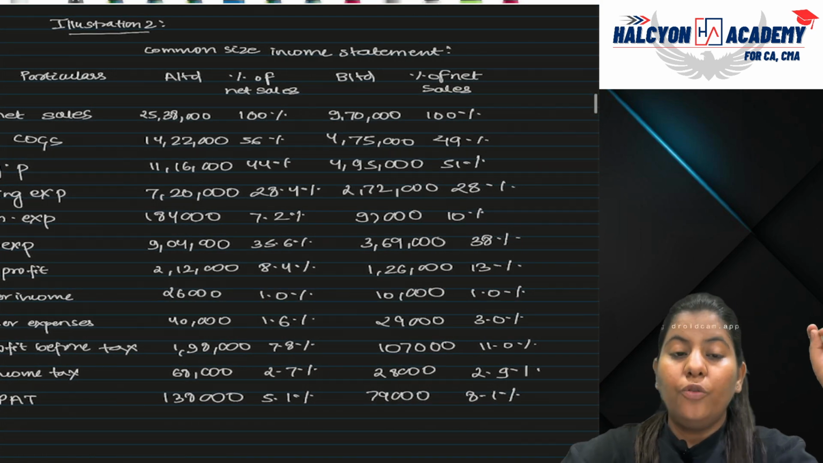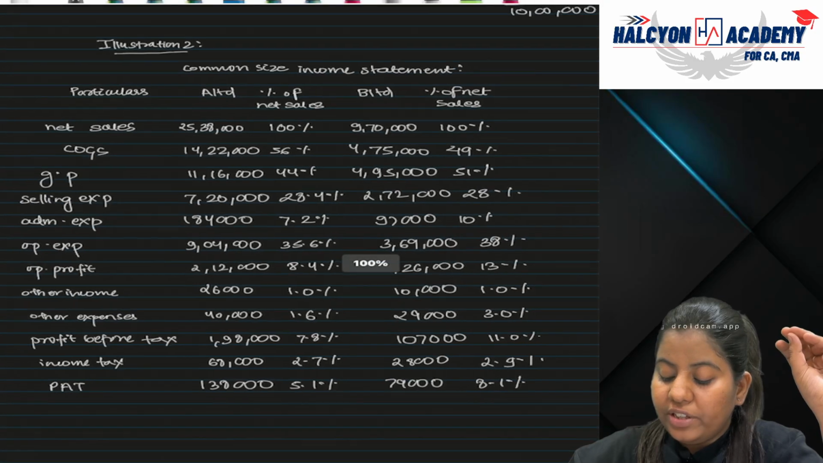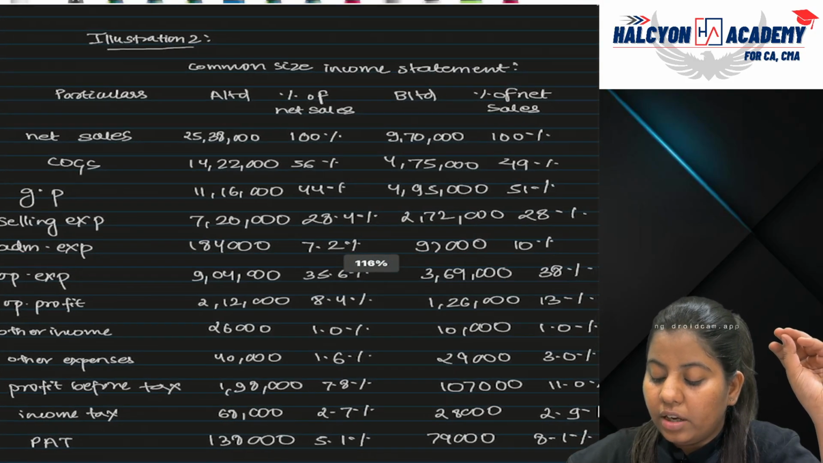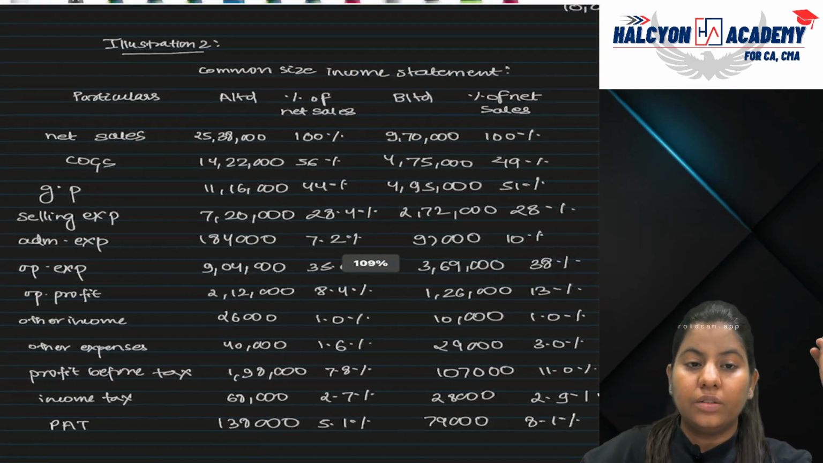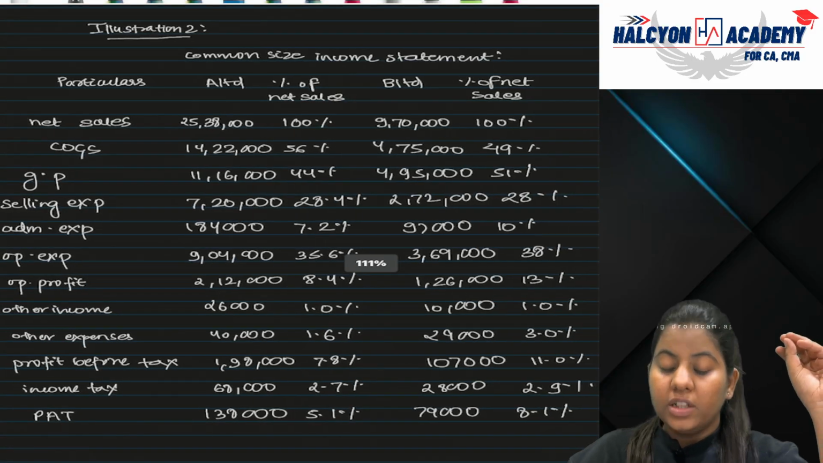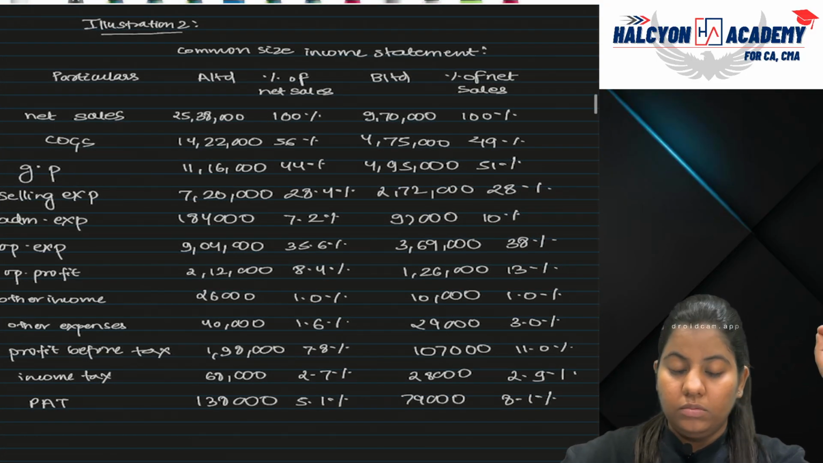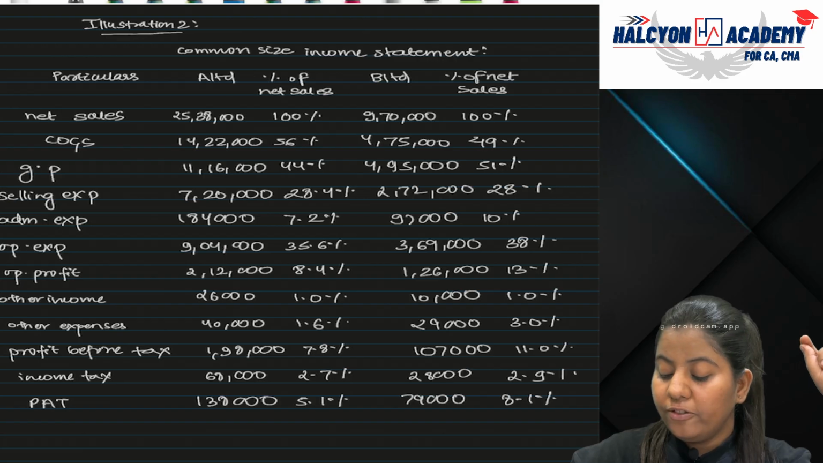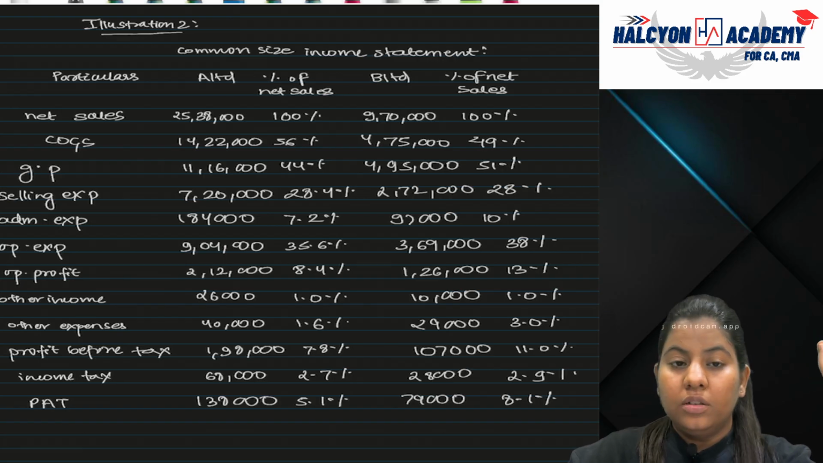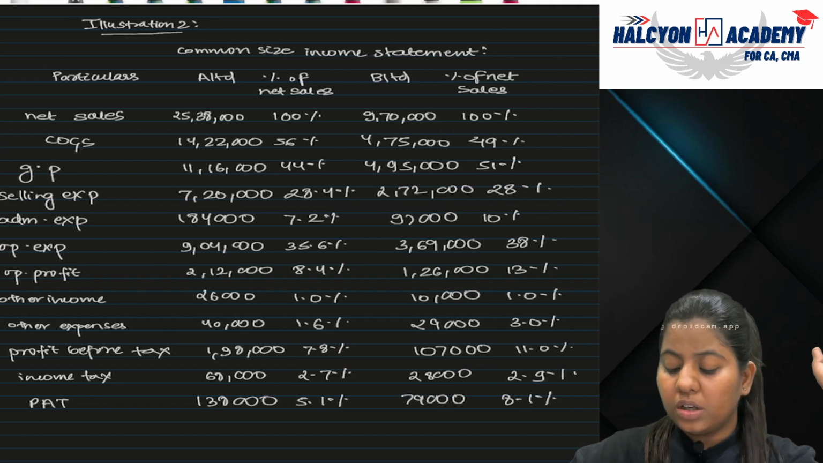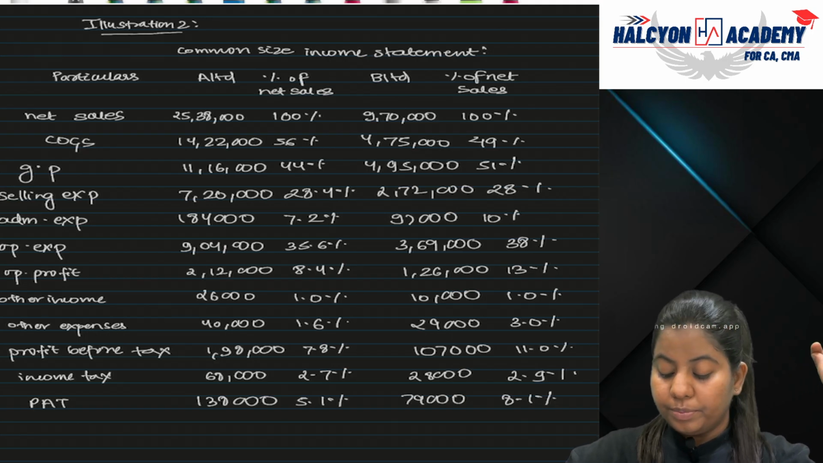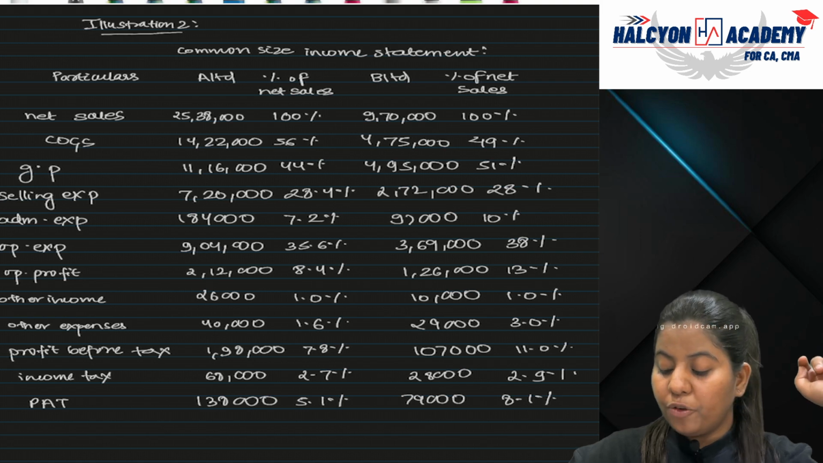So this is how we have to find out the percentage of each and every element given in the income statement and balance sheet. I have solved the income statement for you all, and the balance sheet you have to solve on your own. It is homework for you all. You have to make a common size balance sheet on your own.